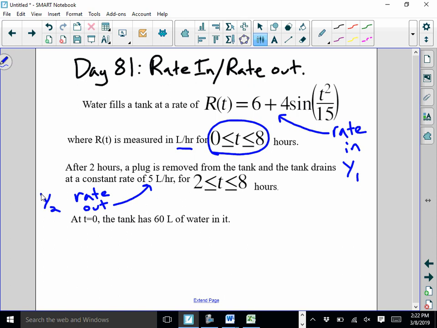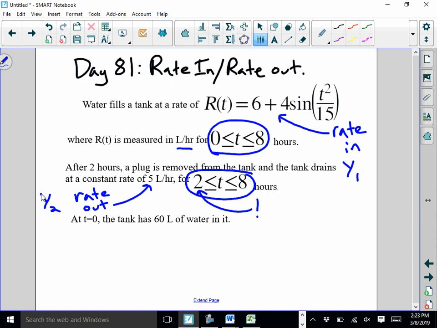But what's really important here is that I don't start draining the tank until 2 hours in. So this is only between 2 and 8 hours, right? I would annotate that with something to draw your attention to it, because eventually that's going to be very important. We saw that on the banana problem today, right? Paying attention to rates not starting until a little bit later than the other one starts. Okay, so we got our rate in as Y1, we got our rate out as Y2.